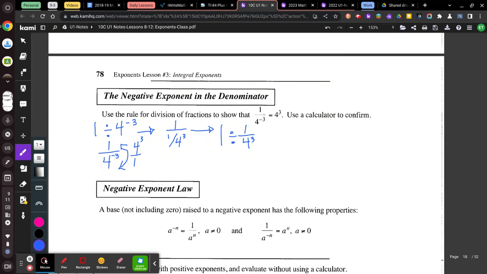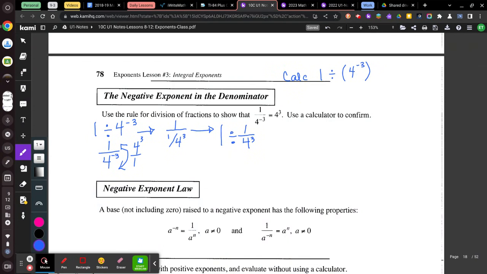Well, how do you do dividing? Do we ever divide with fractions? No, you flip and times. Now, in your calculator, you would draw it out with fractions. So in your calculator, you would do this. You would go 1, divide, and you'd use brackets. 4 to the negative 3 exponent, bracket, enter. Okay, so that's how you would do it.